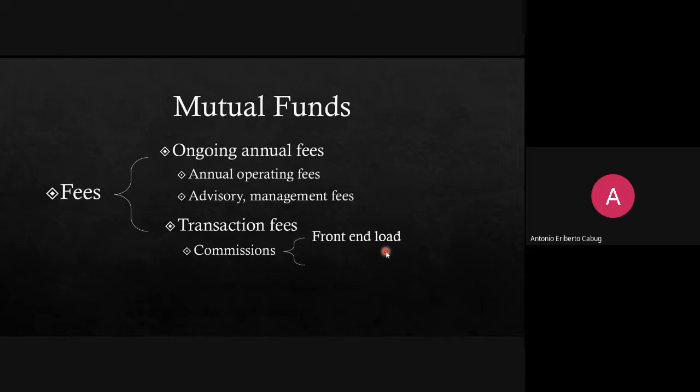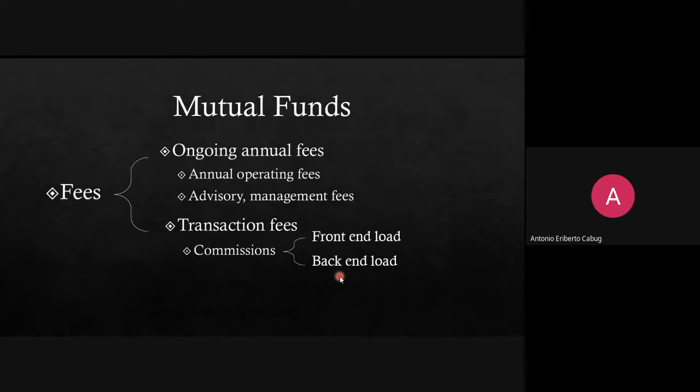However, there are mutual fund companies who do not charge a front-end load. However, their agents would charge a back-end load. So, when the money will be redeemed by the investor, when the money will be taken back by the investor, that's the time when the agent charges the commission. Let me repeat that, let me emphasize.